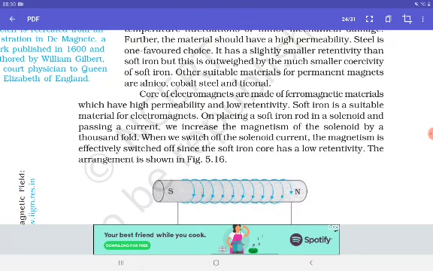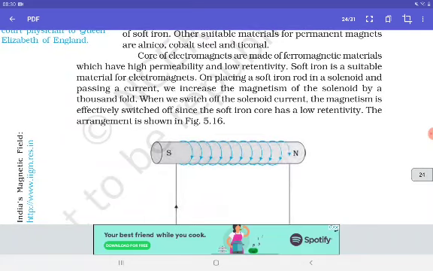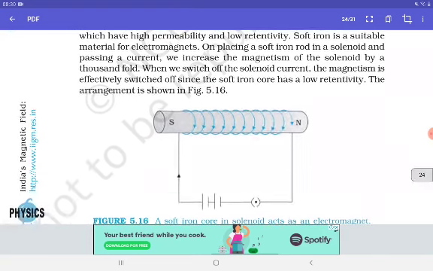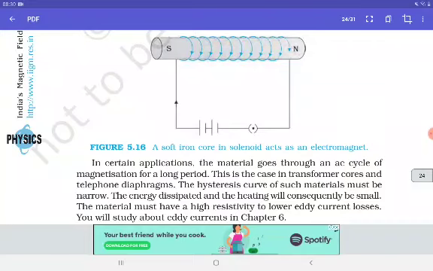Cores of electromagnets are made of ferromagnetic materials which have high permeability and low retentivity. Soft iron is a suitable material for electromagnets. When placing a soft iron rod in a solenoid and passing a current, we increase the magnetism of the solenoid by 1,000-fold. When we switch off the solenoid current, the magnetism is effectively switched off, since the soft iron core has a low retentivity. The arrangement is shown in the figure.